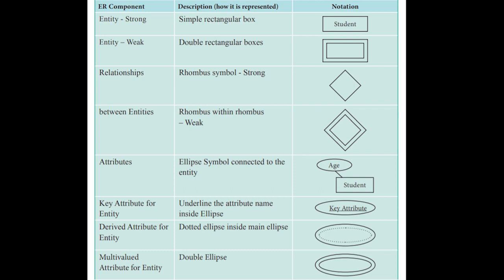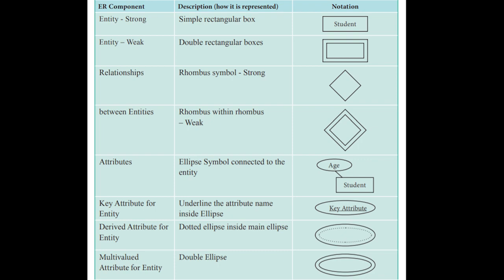In the entity we saw that weak has a double rectangle and the strong entity has a single rectangular box. The same way in this relationship also, if it is strong, it will be represented as a single rhombus symbol. If it is weak, it will be denoted as a double rhombus symbol, that is rhombus within the rhombus. And the next one is attributes. Attributes are denoted by an ellipse symbol connected to the entity.